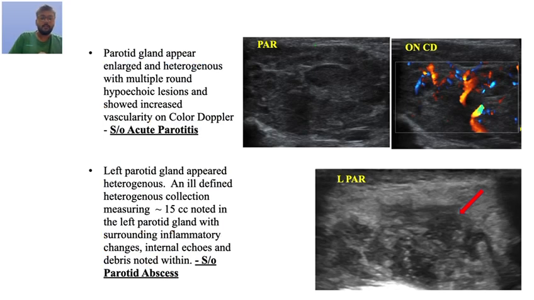Coming to the cases, here we can see the parotid gland appears enlarged and heterogeneous with multiple round hypoechoic lesions and showed increased vascularity on color Doppler, suggestive of acute parotitis. Left parotid gland appeared heterogeneous, and an ill-defined heterogeneous collection measuring around 15 cc was noted in the left parotid gland with surrounding inflammatory changes, internal echoes, and debris noted within, which was suggestive of a parotid abscess.